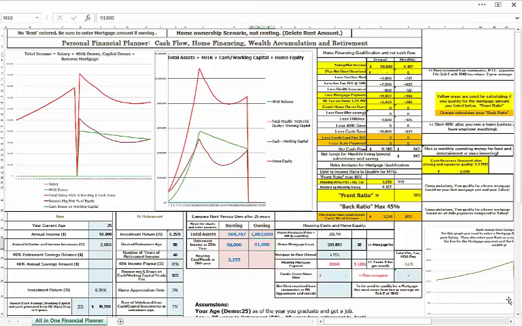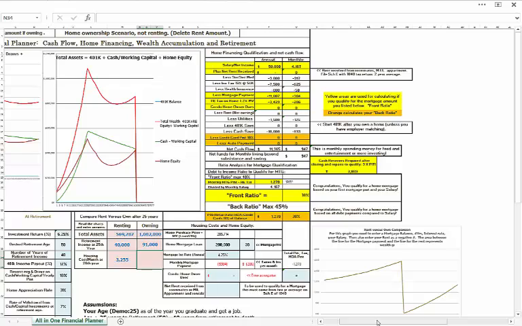So what is my housing cost here at, let's see, we're looking for year 25, 24, 25. My housing cost is $1,468. So take a look at that picture. This is owning, this is renting. Which one would you like to be at?